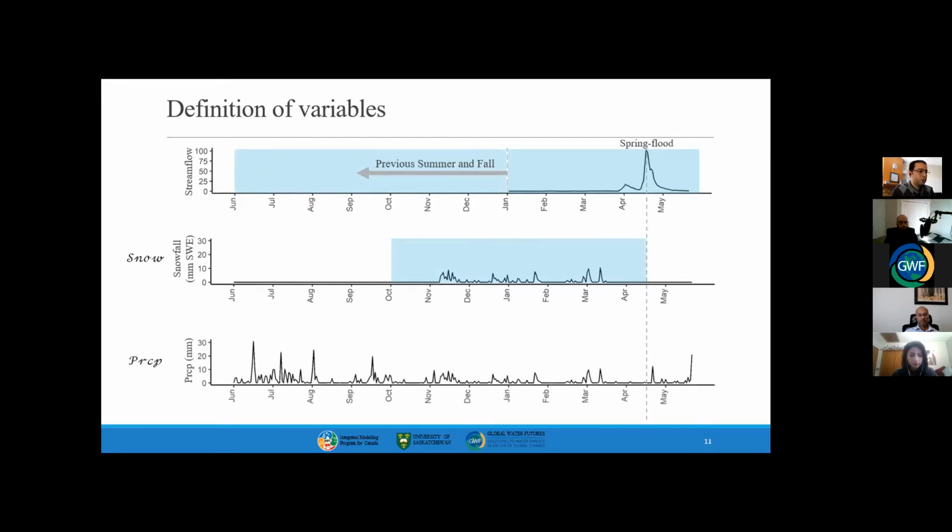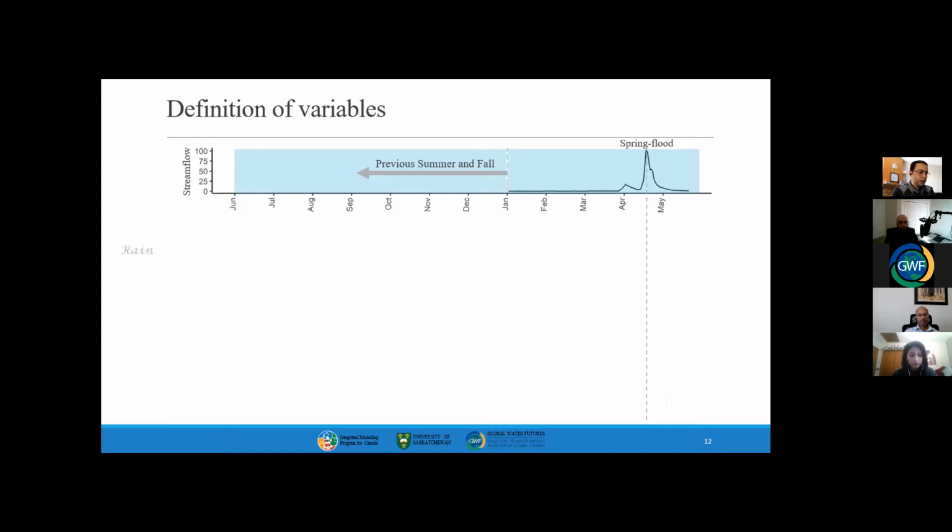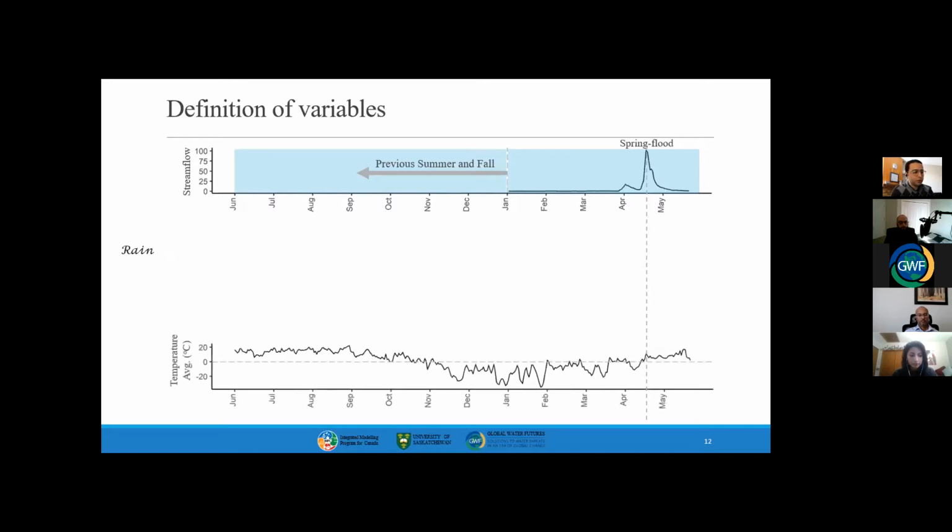The second variable, which is more comprehensive than the snow, is the precipitation. And it's more comprehensive because it considers both the snowfall and the rainfall together. It is also estimated as the accumulated amount of precipitation from the 1st of October to the date of the spring flood. The third variable that we have is the rain, but to estimate this variable, we need to define a date from the temperature first.